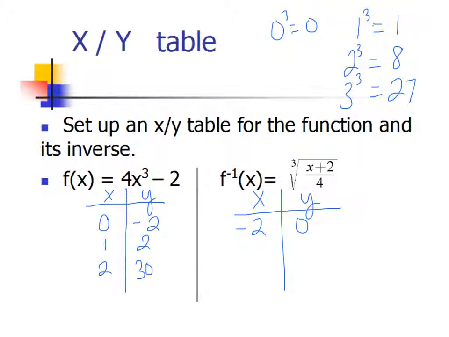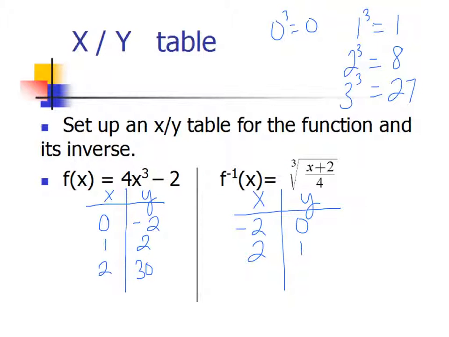Okay, and let's try this 1. What do I need to do to make it be a 1 under here? Well, I need the numerator to be a 4. So I have 4 over 4. So for this to equal 4, x is going to have to be 2. If x is 2, then I end up with 4 over 4. That's 1. And the cube root of 1 is 1.